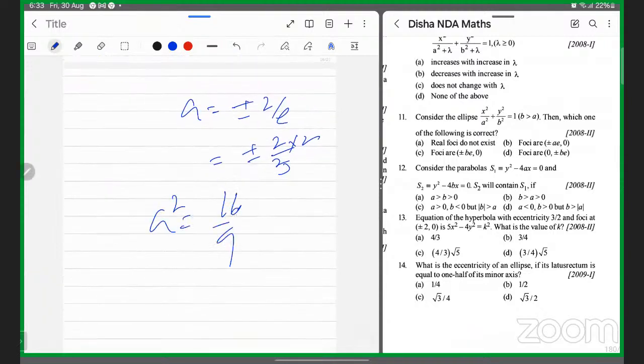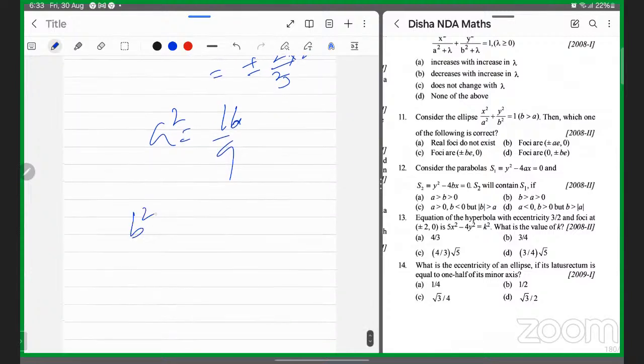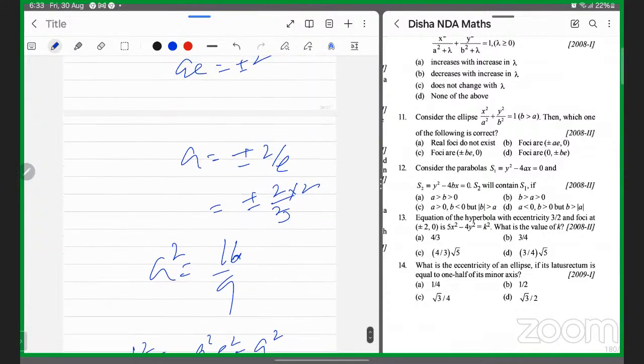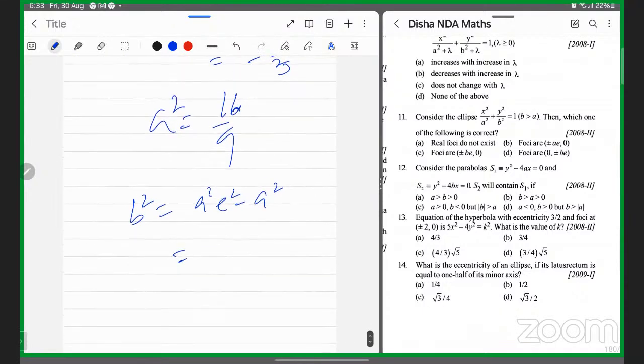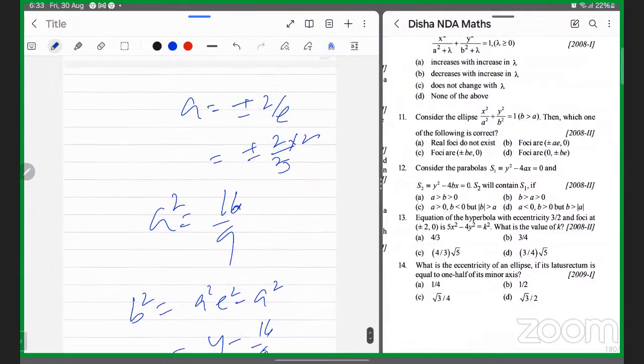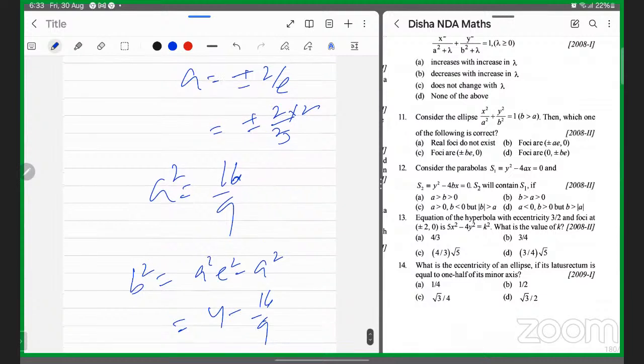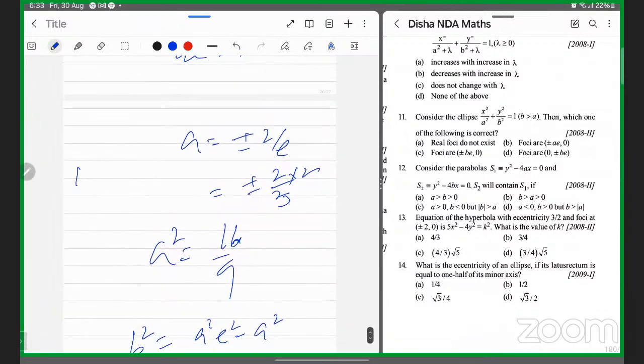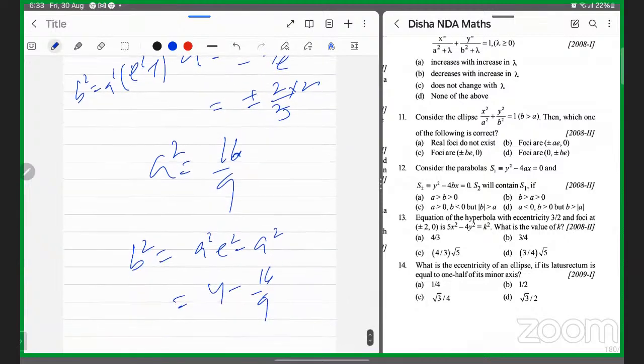Any problem? What is b square? B square is a square e square minus a square. Any problem? A square e square is 4, and this is 16 by 9. This could not be correct. B square is a square e square minus 1. Any problem?